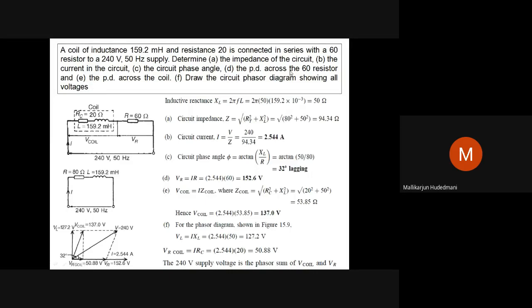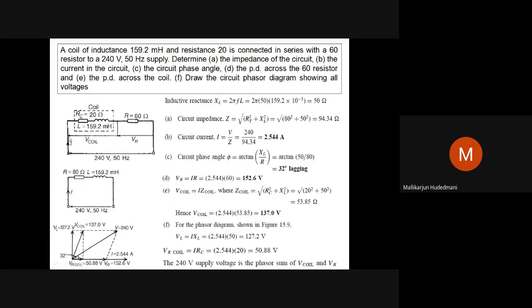Next is voltage across the 60 ohm resistor. What is the voltage across this? What is the total current? If I know current into 60, it gives voltage across the resistor, that you can see 2.544 into 60, 152.6 volt. We could get voltage across the external resistor as 152.6.